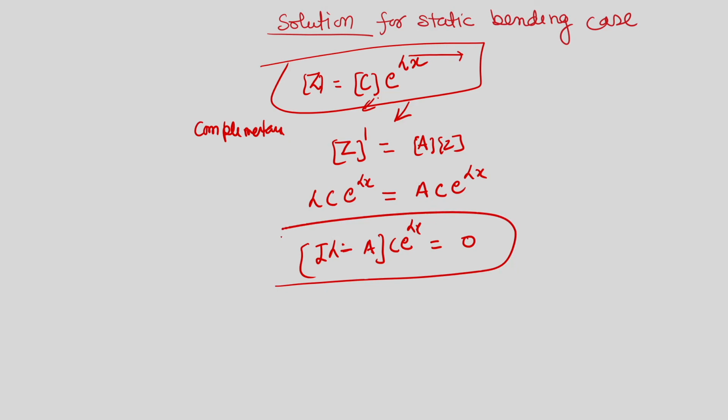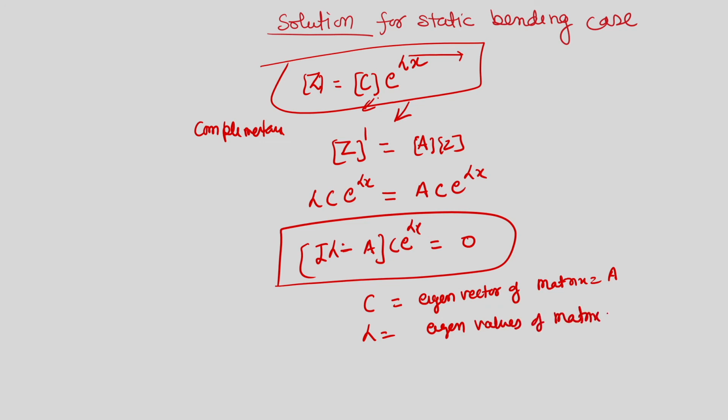So, this is an eigenvalue problem. Here C are eigenvectors of matrix A and lambda are eigenvalues of matrix A. So, for the solution we must know only the matrix A, and by any means we can get the eigenvector and eigenvalue of that matrix. Then we can write the solution.